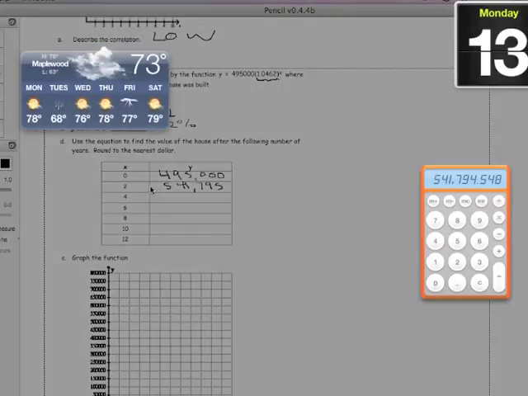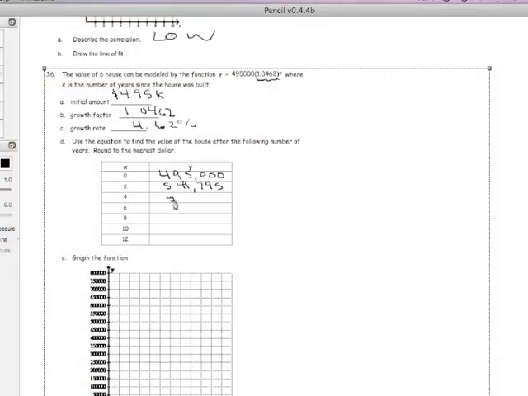Now each time we could just take this, and this is going to be 1 more period, so we multiply by 1.0462. That would be year 3, 593,013. And I'm not going to fill out the rest of this, but you get the idea, I hope.